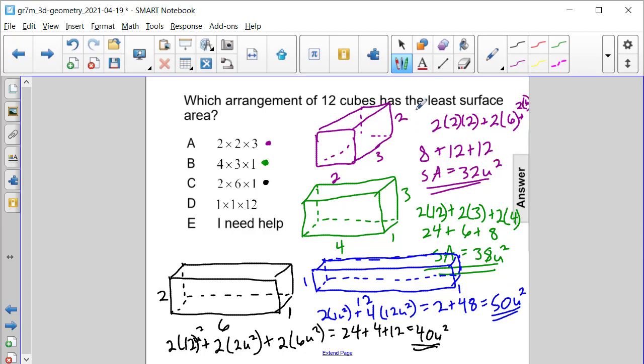So the surface area that is the smallest, or the least surface area value, ends up being answer choice A, 2 by 2 by 3. And notice these side lengths are very close to one another. And when the side lengths are very close to one another, their surface areas will be smaller. As the side lengths or edge lengths get farther and farther apart, you will have greater surface areas. So again, the answer here is A.